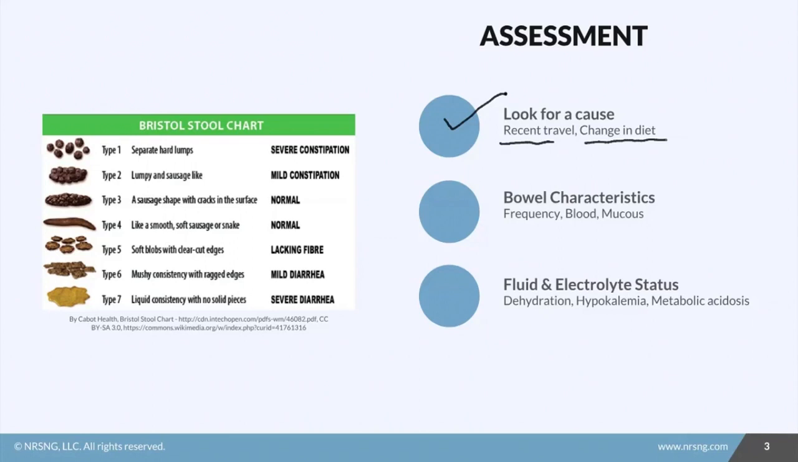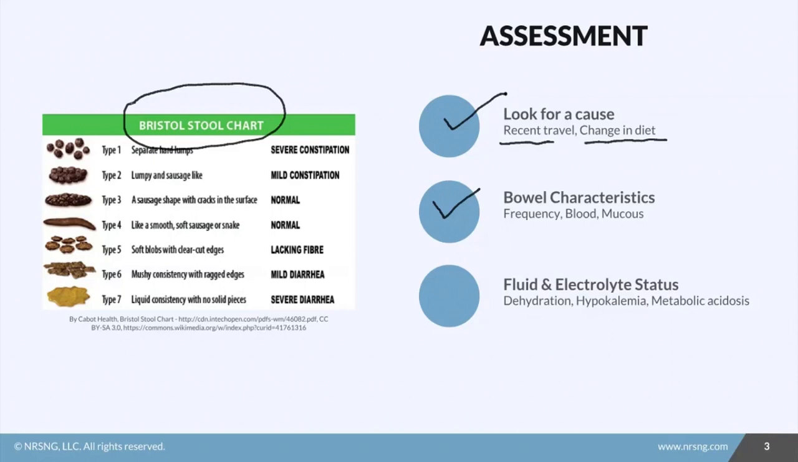Next, you want to know a lot more information about the characteristics of their bowel movements. It's really important to ask a lot of questions and find out how often they're having the diarrhea and what the stool actually looks like. You can see in this photo over here, we have the Bristol stool chart. This is a really helpful tool to use when you're talking to families about what's actually happening when their child is going to the bathroom.